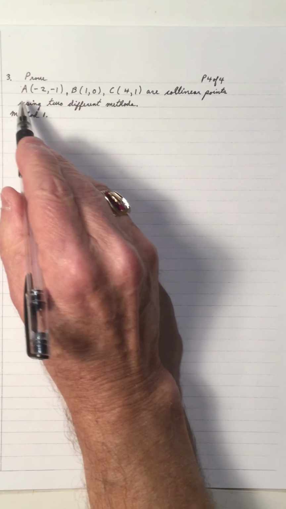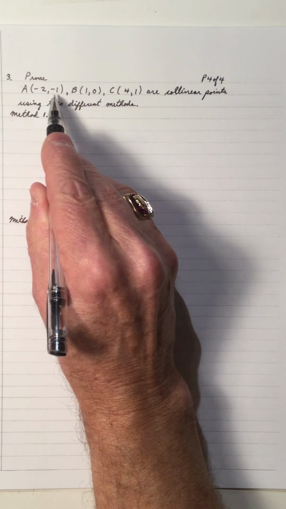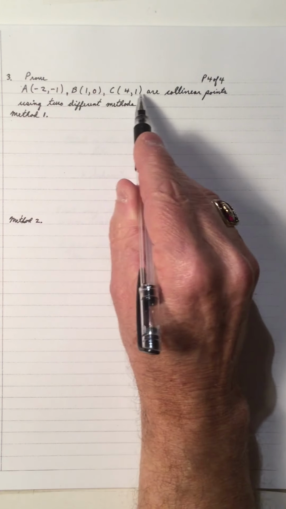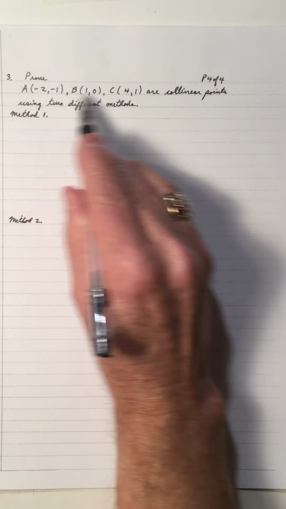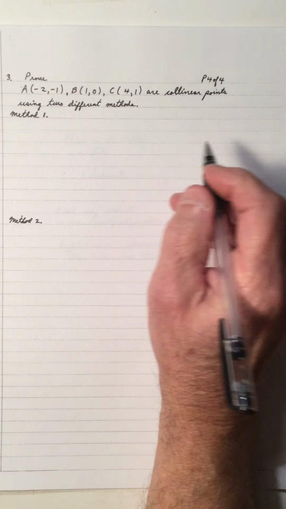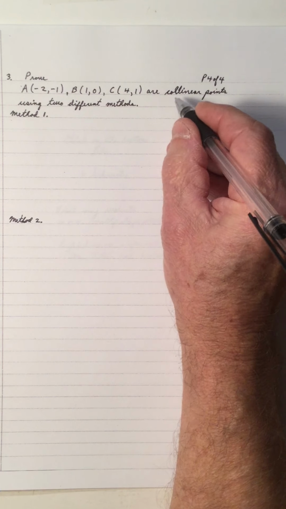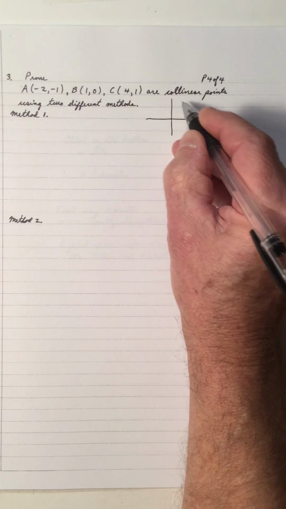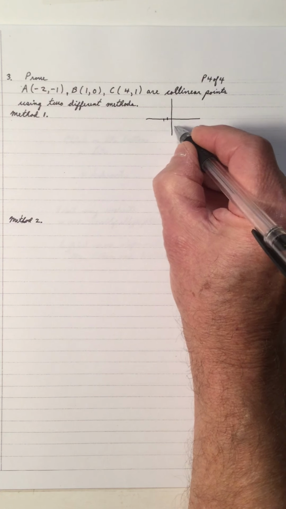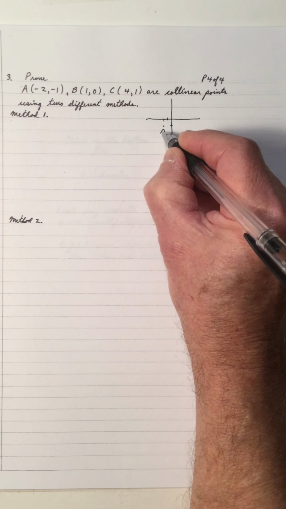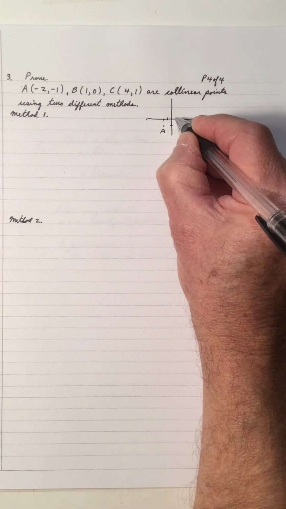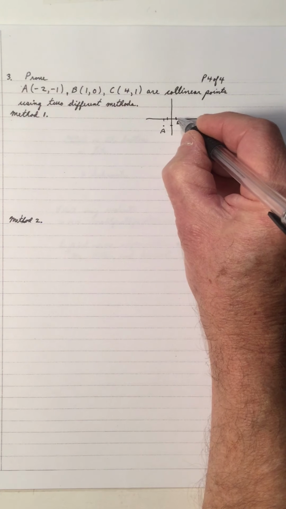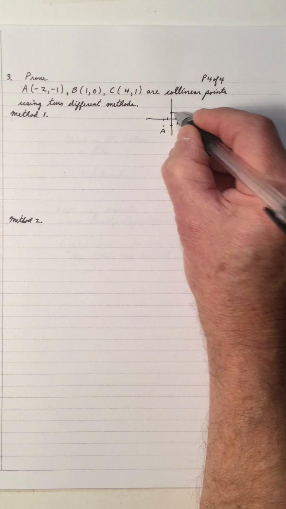Prove: A is -2, -1, B is 1, 0, C is 4, 1. Prove that these points are collinear using two methods. The first method I'm going to use is this. Again, I'm going to draw a little picture. A is -2, -1. B is 1, 0. C is 4, 1.